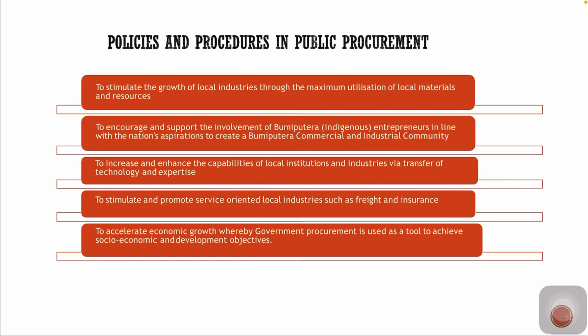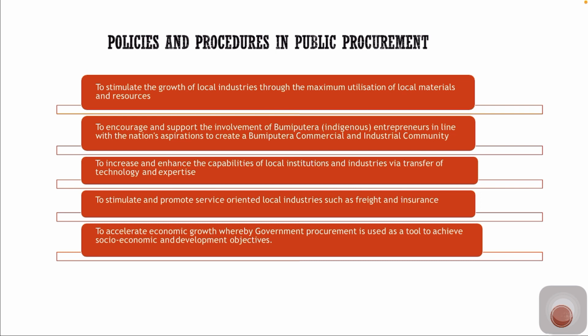Moving on, kita nak tengok what are the policies and also procedure in public procurement. So the first one is to stimulate the growth of local industry to the maximum utilization of local materials and sources. So ini sama juga macam point objektif tadi, lebih kurang sama. Next adalah to encourage and support the involvement of Bumi Putra entrepreneurs.